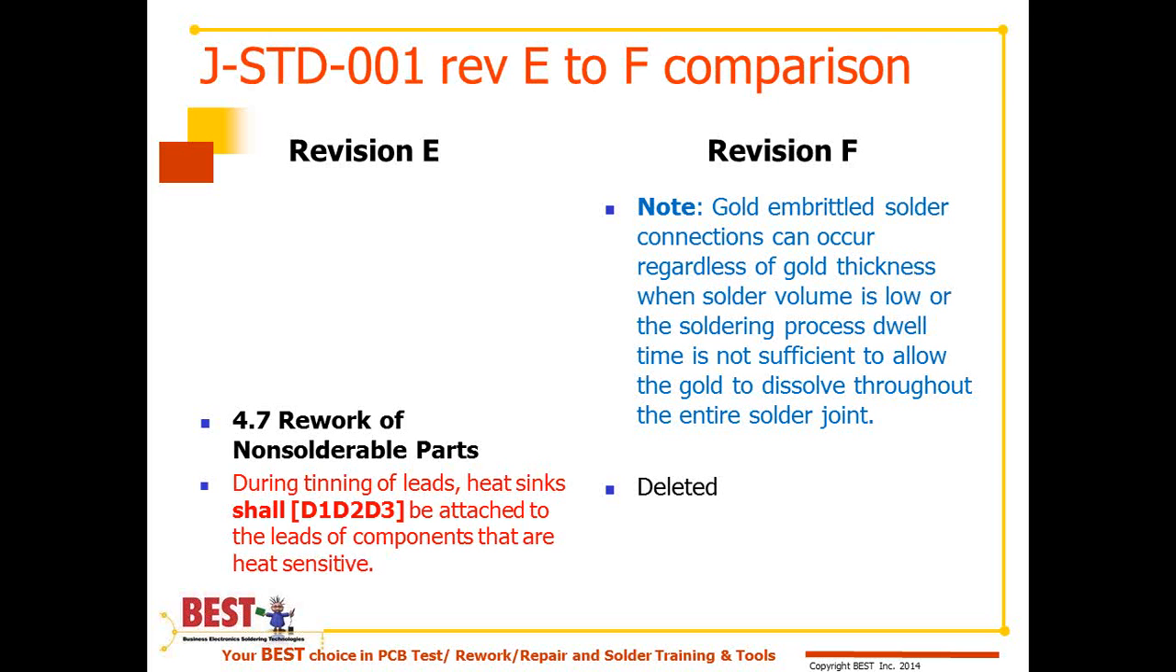Also, as a note here, they've added this note that the gold embrittlement can occur regardless of gold thickness when the solder volume is low or the process dwell time is not sufficient to allow the gold to dissolve throughout the entire solder joint. So they're just trying to tell why gold embrittlement is an issue for us. And then they've deleted the section under 4.7 where it talks about non-solderable parts.